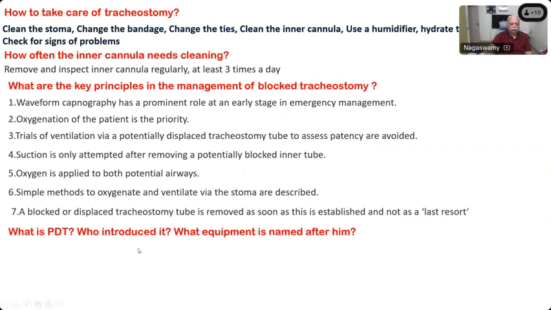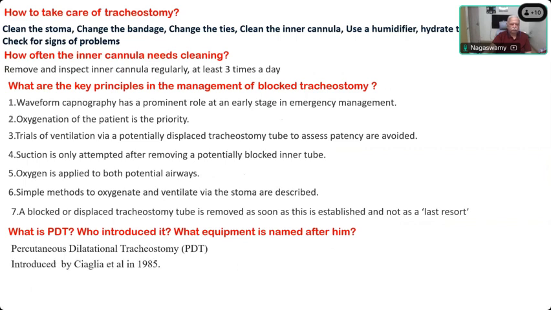What is PDT? Who introduced it, and what is the equipment named after it? Percutaneous dilatational tracheostomy. Who introduced it? Ciaglia, in 1985. And the equipment is the Ciaglia Blue Rhino Kit.